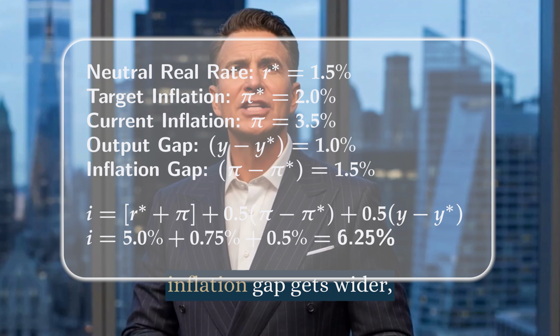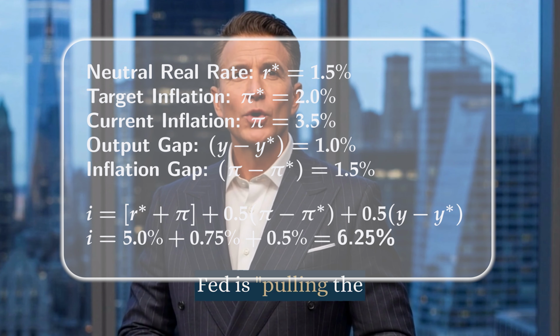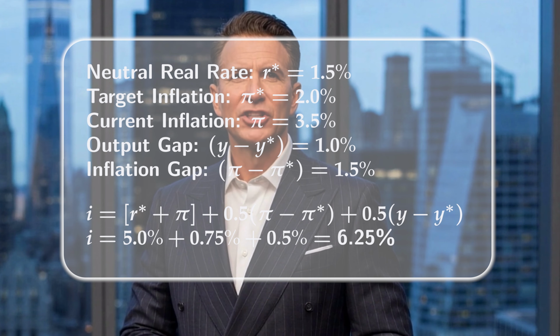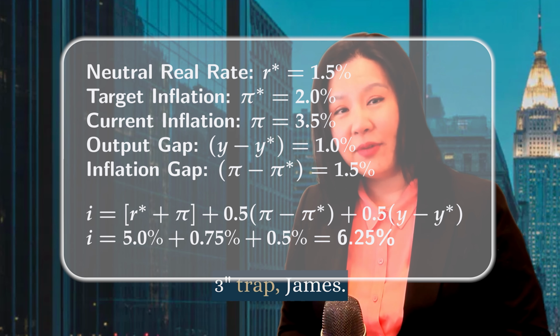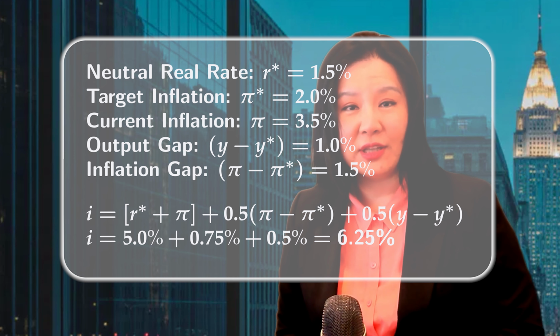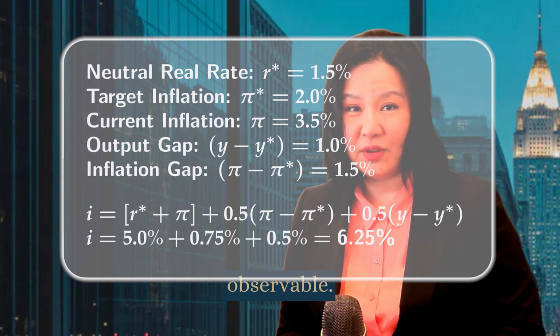Wow, so if that inflation gap gets wider, my final result grows even faster because the Fed is pulling the string harder to tighten the economy. But wait, is this just a plug-and-play formula on the exam? That is the Level 3 trap, James. The curriculum explicitly warns that none of these inputs, like trend growth or the neutral rate, are objectively observable.